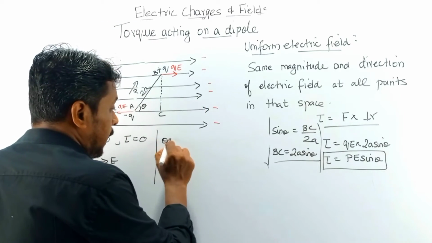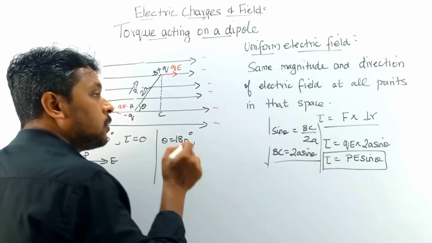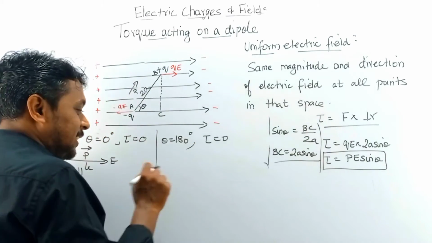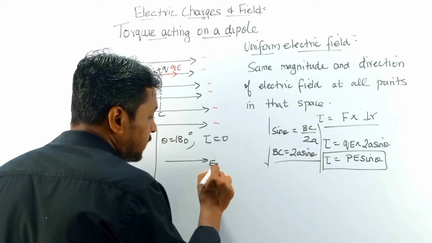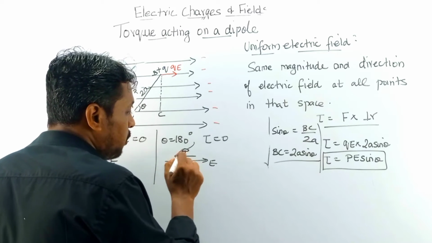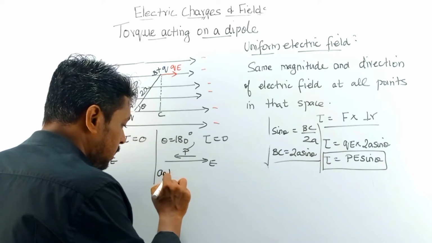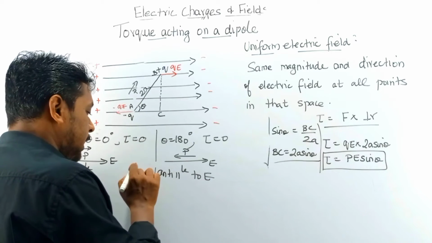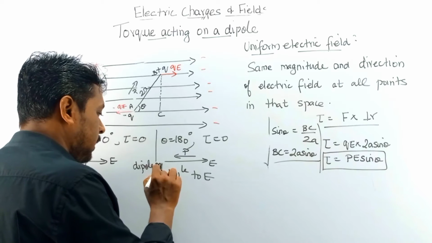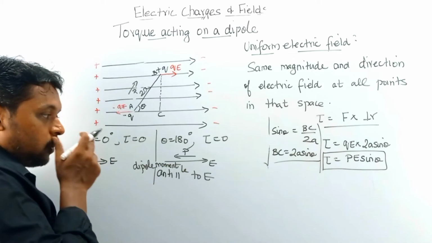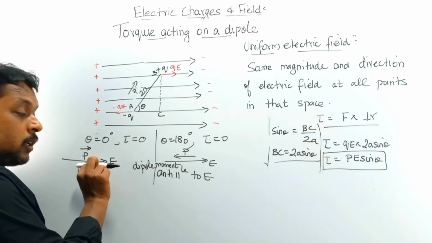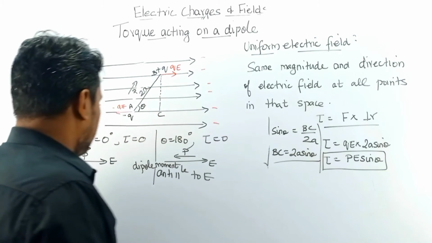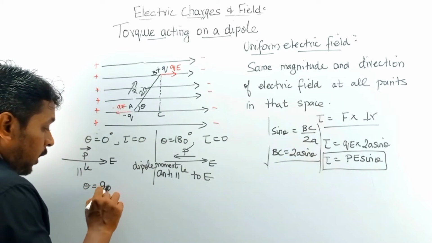Now when the value of theta is 180 degree, in this case also we can see that the torque is equal to 0. In such cases, the electric field will be in this direction, but the dipole moment will be anti-parallel to the electric field, like this. In this direction, it will be totally in the opposite direction. That is 180 degrees. Okay. Fine.